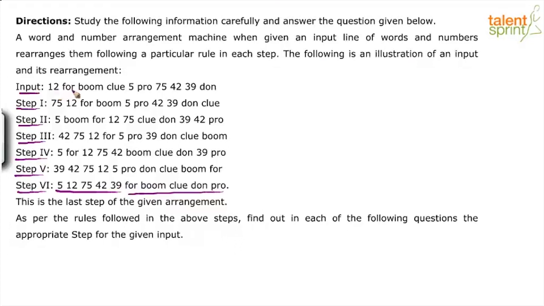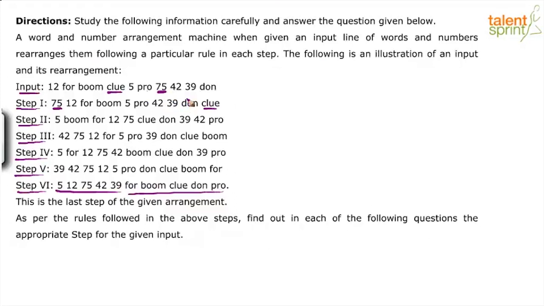Look at the input: 12 for boom, clue, 5 pro, 75, 42, 39 dawn. What happens in step 1? The number 75 has come to the first position and the word clue has been taken to the last position. Everything else remains as it is. You see, 12 for boom, clue anyway has moved, 5 pro, 75 has moved, 42, 39 dawn.